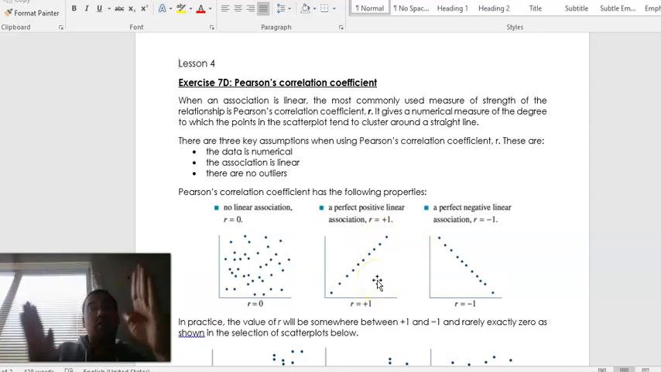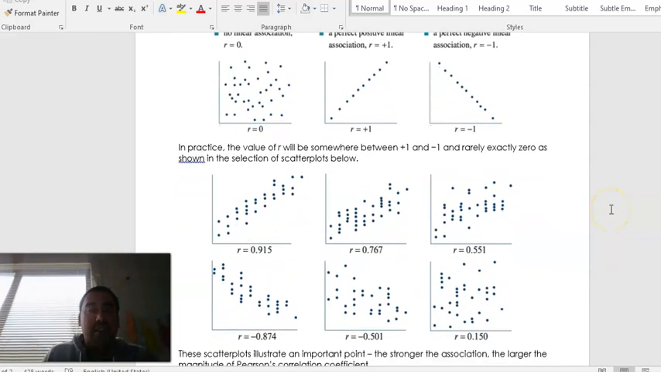So the closer it is to that line, the higher the value will be until it reaches this limit of either 1 or -1. So in practice, the value of R will be somewhere between +1 and -1. It will never land exactly on 1, and it's rarely exactly 0, as shown in these scatter plots below.